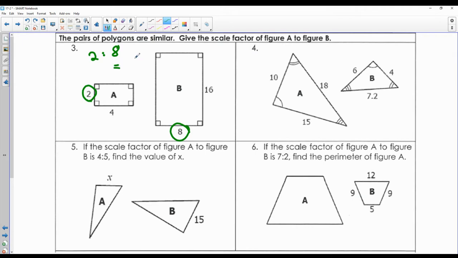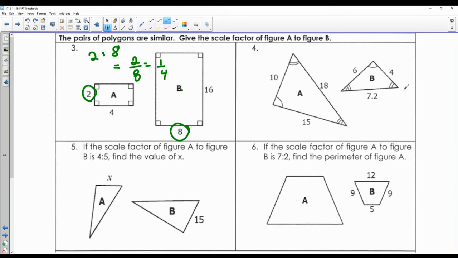Again, you could write this as 2 to 8, like this, and the answer key is actually going to write it in simplified form. Since both of those can be simplified, you're just going to say the scale factor is 1 to 4, okay, or 1 over 4. That just means that this figure is 4 times bigger. This one multiplies by 1, this one multiplies by 4, then they'd be the same.